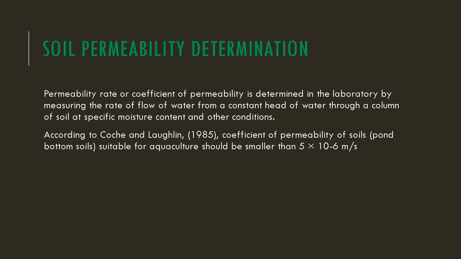When we are in the field, we also have a way to determine soil permeability, and this can be achieved by first making a hole approximately 30 centimeters in diameter, smearing the sides of the hole with heavy wet clay or lining it with a plastic sheet, and measuring the rate of infiltration of water by filling the hole repeatedly with water and noting the time it takes for the water level to go down by a specific depth. Now, a soil that is suitable for aquaculture or for making the bottom of a pond should not have a coefficient of permeability greater than 5 times 10 raised to the power 6 meters per second. This is according to Koch and Longley 1985, who did quite a lot of studies in the area of determining the permeability of different soils.